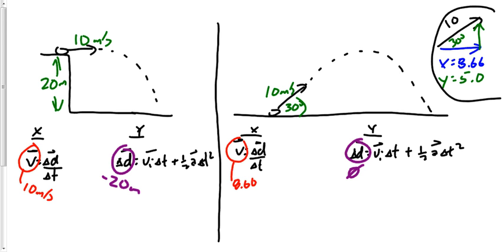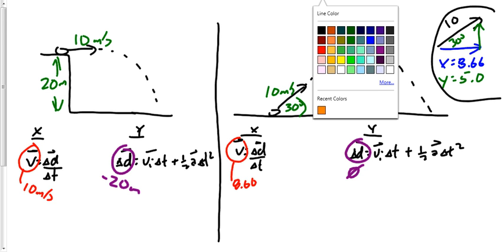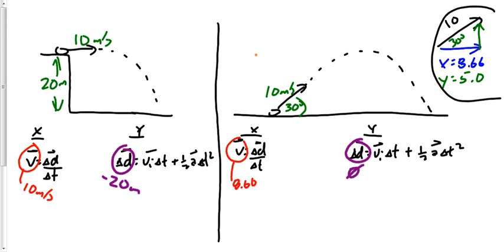Good. And finally, what's the third difference? That would be VI, right? The y component initial velocity. What's the initial velocity of the y component in the first problem? How much of that 10 meters per second is up and down? Scott? 0.